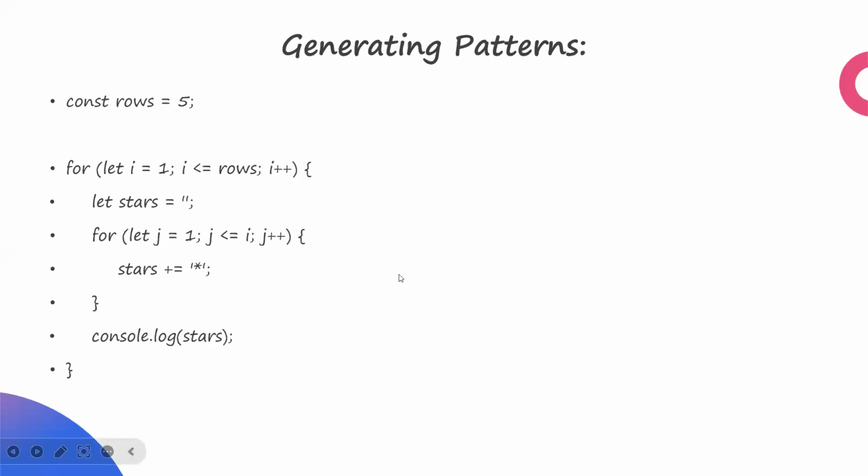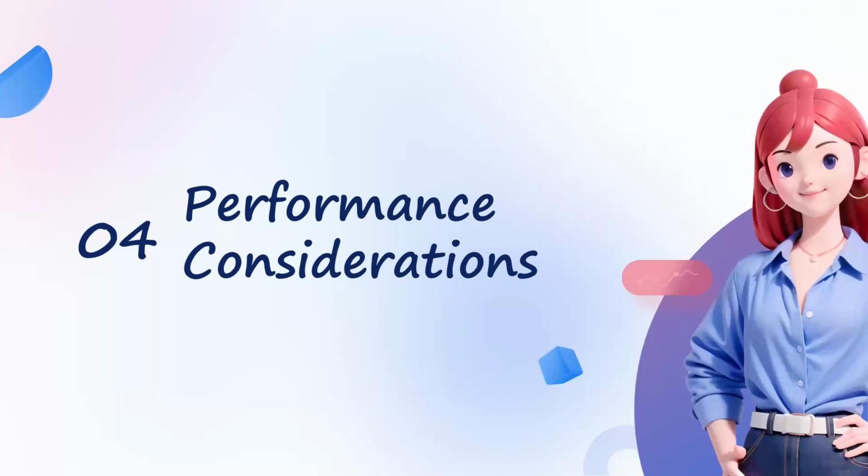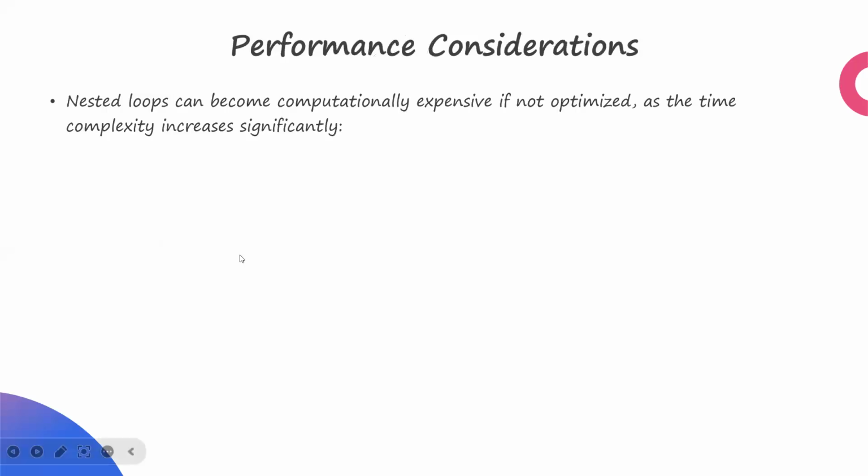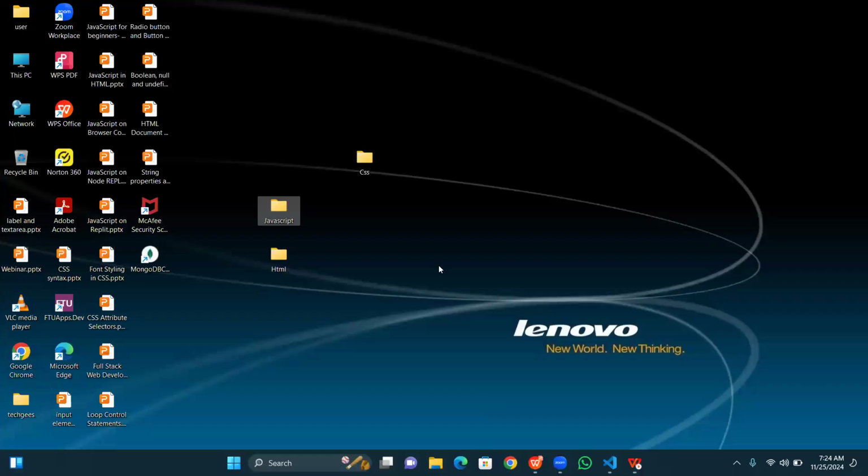All right. So you can see, generating patterns is another way you can use nested loops, but I also showed another way you can do it without nested loops. So now let's talk about performance consideration, because nested loops can actually be bad if you don't use them very well. Nested loops can become computationally expensive if not optimized, as the time complexity increases significantly. Now, let me show you what this means. We have not talked about performance, but let me show you.